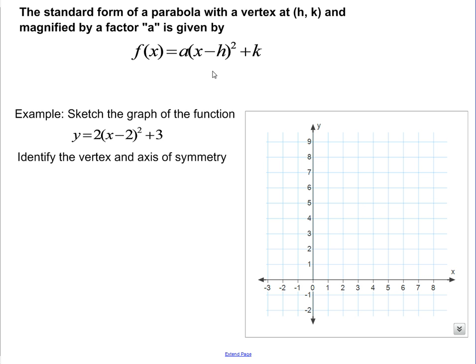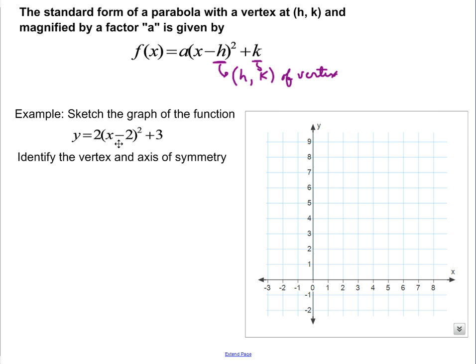So in order to identify the vertex, if we have the equation already given in this form, finding the location of the vertex is easy. We use this value right here, h, as the x-coordinate of our vertex, and we use this value right here, k, as the y-coordinate of our vertex. Right? So we can actually use that right here in this function.